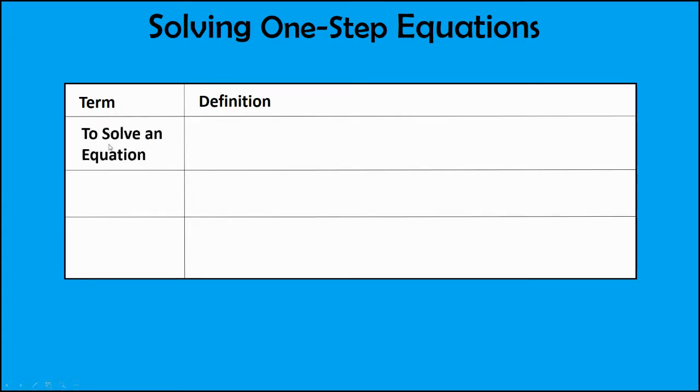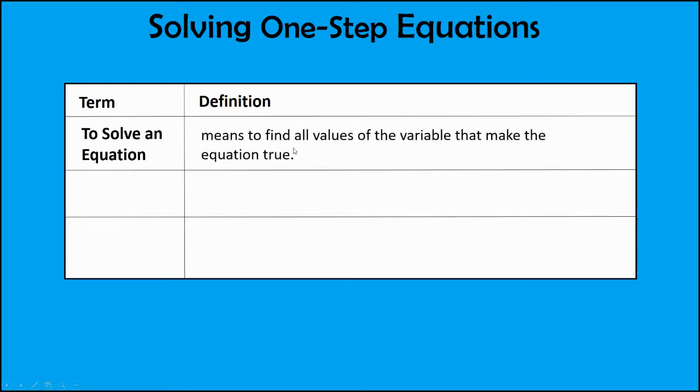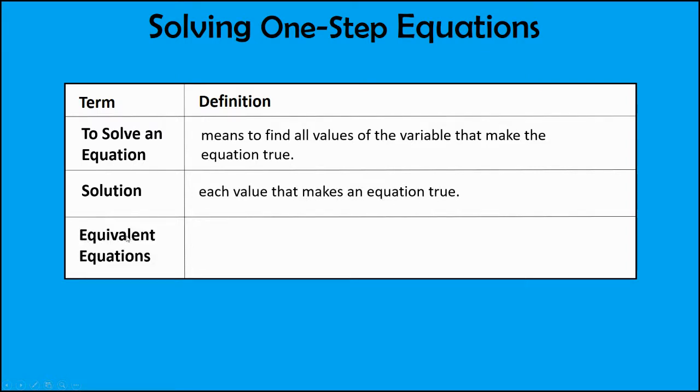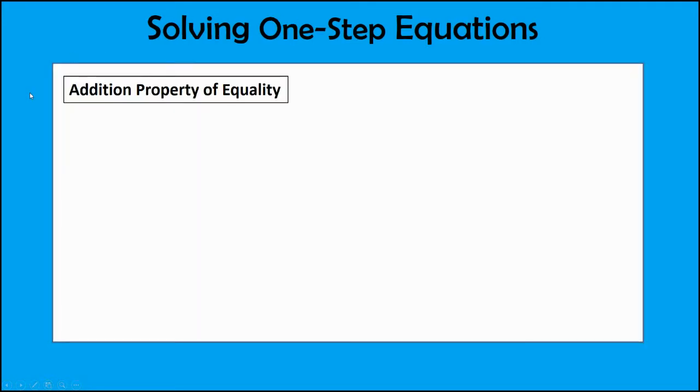Okay, so first of all, some terms just to talk about because we're going to see them. What does it mean to solve an equation? That means you're going to find all the values of the variable that, when we substitute them back in, make the equation true. The solution is just that. It's each value that when we plug it back in makes the equation true. And equivalent equations just mean equations that are going to have the same solution. So in the end, they have a variable that is the same as another. Those are considered equivalent equations.